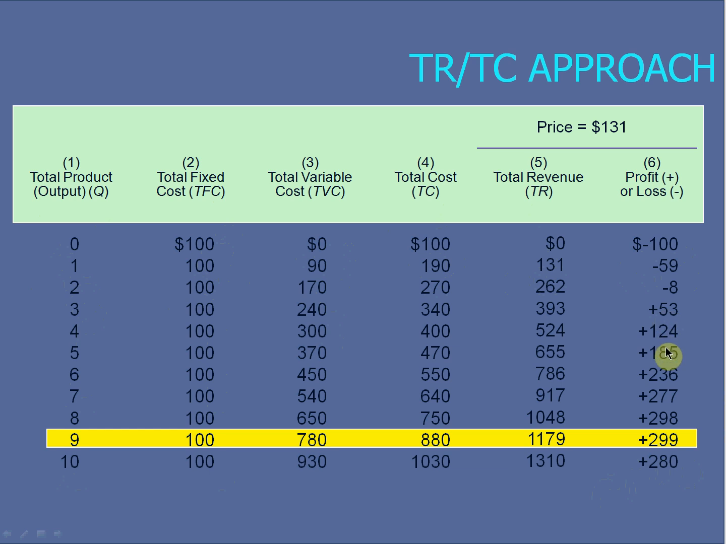And that profit continues to climb to 185, 236, up higher, until it reaches 299. And then something happens. It actually goes down. At the 10th unit of production, we find that it falls to 280. At the 9th unit of production, the gap between total revenue and total cost is the largest. And accordingly, this is the level of production that would maximize profit.